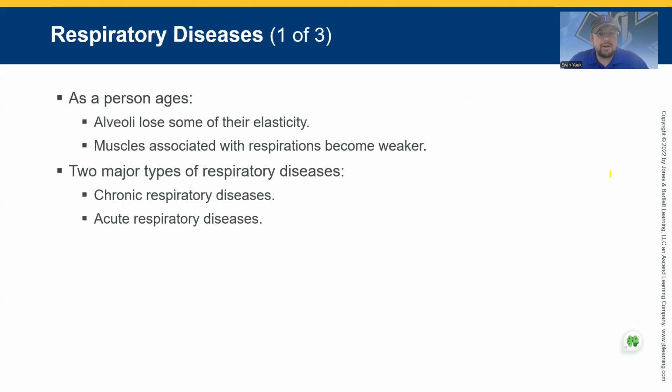As a person ages, sorry, we're in the respiratory diseases. As a person ages, those alveoli lose some of their elasticity. Muscles associated with respirations become weaker. Once again, just like we talked about the heart and the 75-year-old, we breathe most of the time 12 to 20 times a minute, right? I'm 75 years old. The elastic in my alveoli, those little sacs in your lungs, when you take a deep breath, the oxygen goes in, carbon dioxide comes out, cellular respiration takes place.